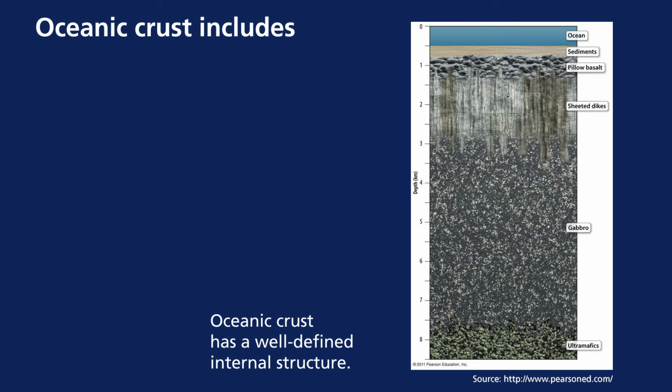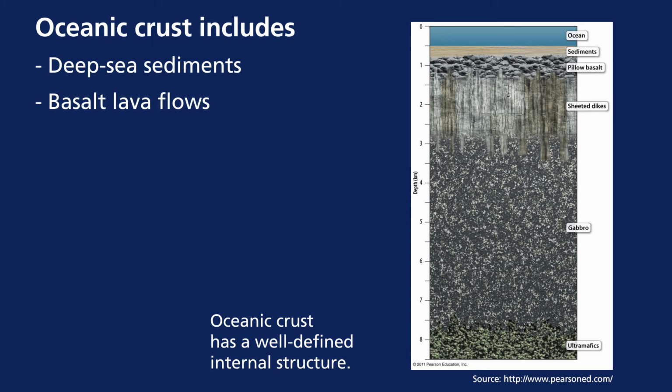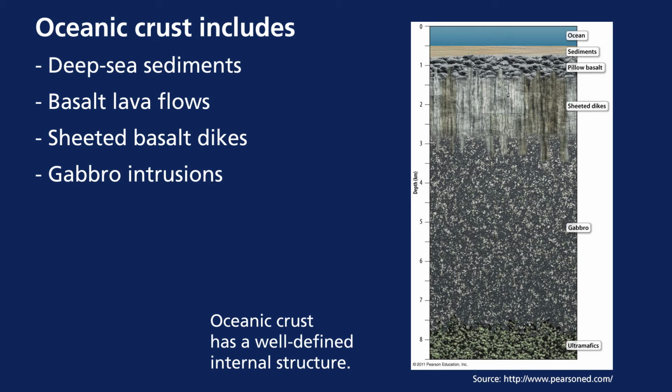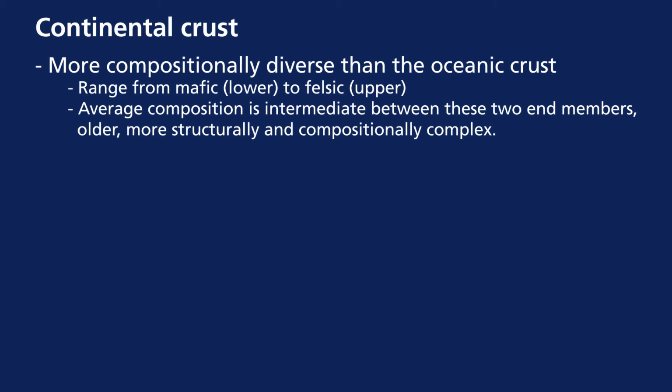The ocean crust has different layers as well. First you have the sediments, followed by the basalt, which is from the lava flow. Under that you have sheeted basalt dikes, because the basalt will compress as it goes lower, with higher pressure and higher temperature. Under that is the gabbro intrusion, which is the slowly cooling magma. And lastly, you have mafic rocks, mafic being magnesium-rich rocks. The continental crust ranges from mafic in the lower part to felsic in the upper part.